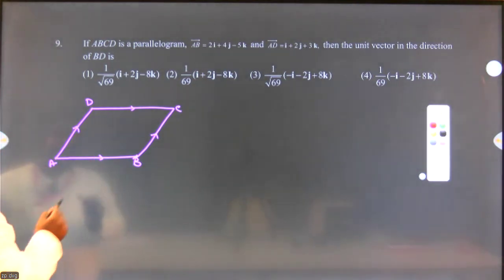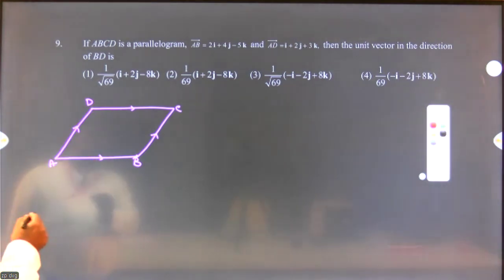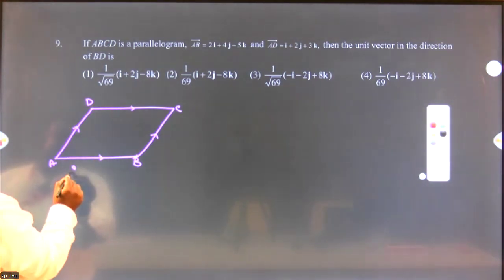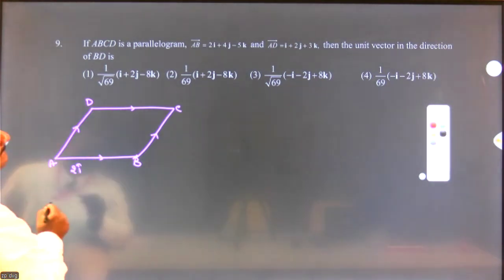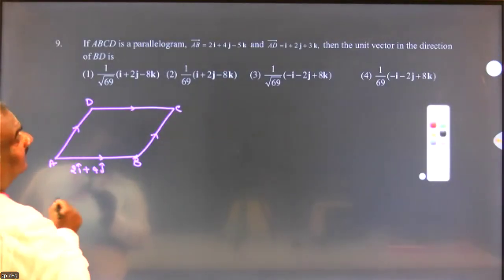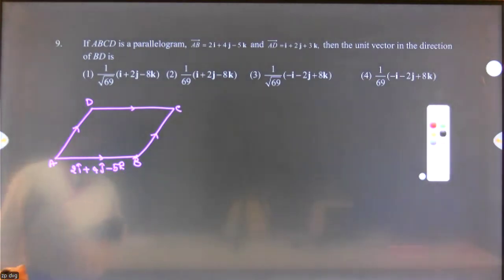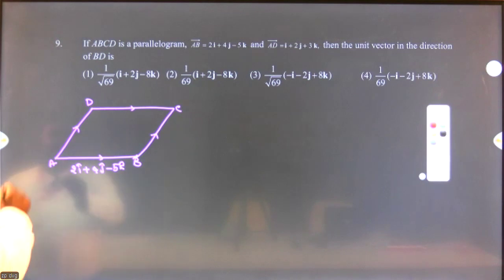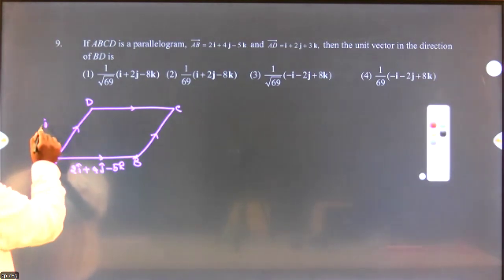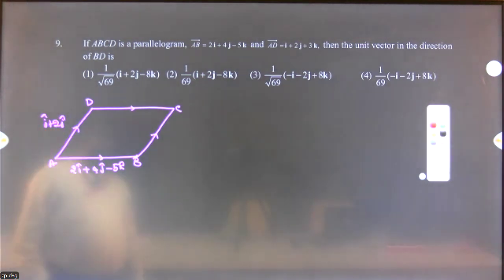ABCD is given, and AB is given. What is AB? Observe there, AB bar is 2i plus 4j minus 5k, and AD bar is i plus 2j plus 3k.